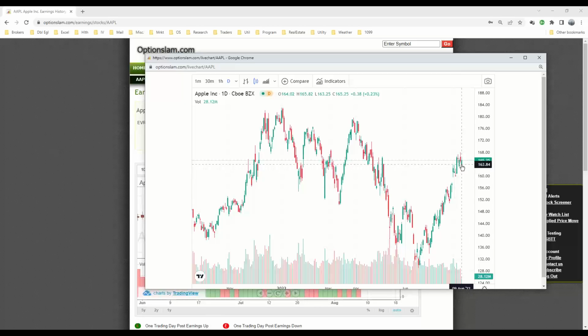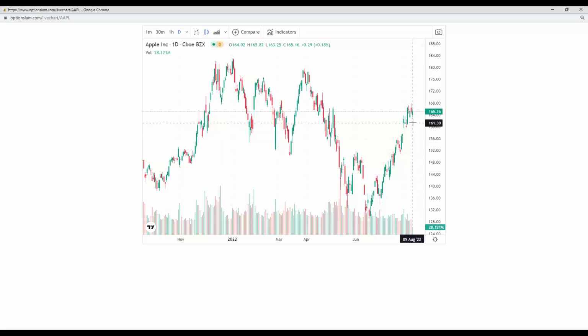It doesn't seem right. Let's see. August 9th. Okay, so that's August 9th. August 8th. Let me maximize this and see if we can sort this out. 1 hour. So it's a daily chart. It is a daily chart. So now I hover my mouse on that, and you can see that the date that populates is August 9th. Okay, and then yesterday, I go back 1 day to yesterday as August 8th.